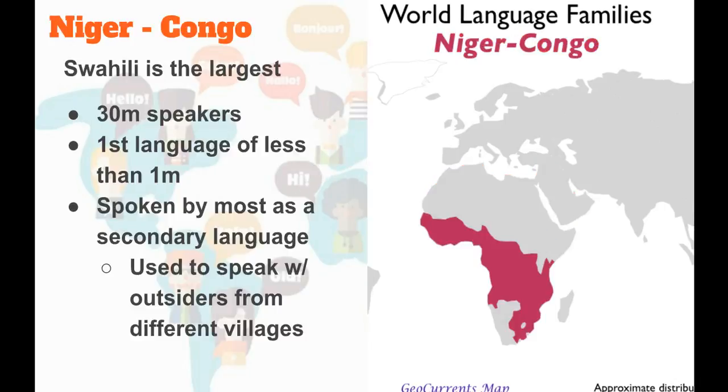Niger-Congo, this is where we have the idea of a very, very wide range of languages spoken. So Niger-Congo, think about where those two countries are located, more sub-Saharan Africa. So that's where this family is going to be.